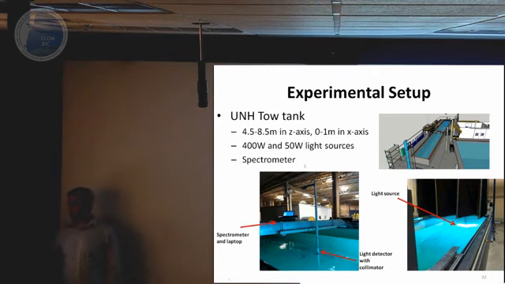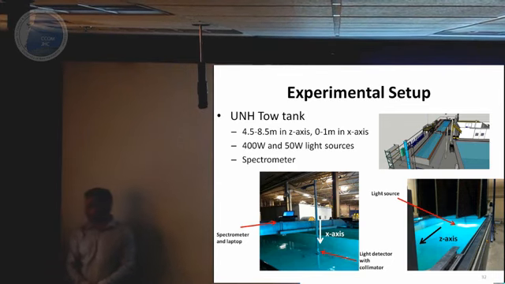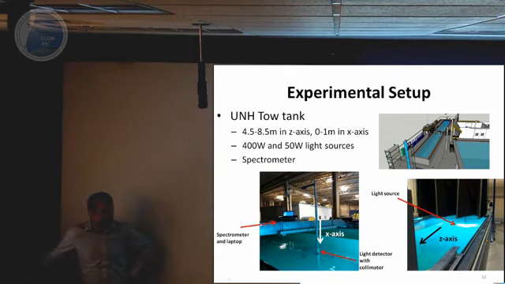This picture shows our experimental setup. As I said, we went from 4.5 to 8.5 on the z-axis. In the z and x-axes, we also went from 0 to 1 meters at 0.1 meter increments, that's 10 centimeter increments, to have a two-dimensional measurement, basically. We use 450 watt light sources, and the detector that we use is a spectrometer, which is connected to a laptop. It's the Ocean Optics Jazz software. And we also use a diffuser and a collimator with the light detector in the system.